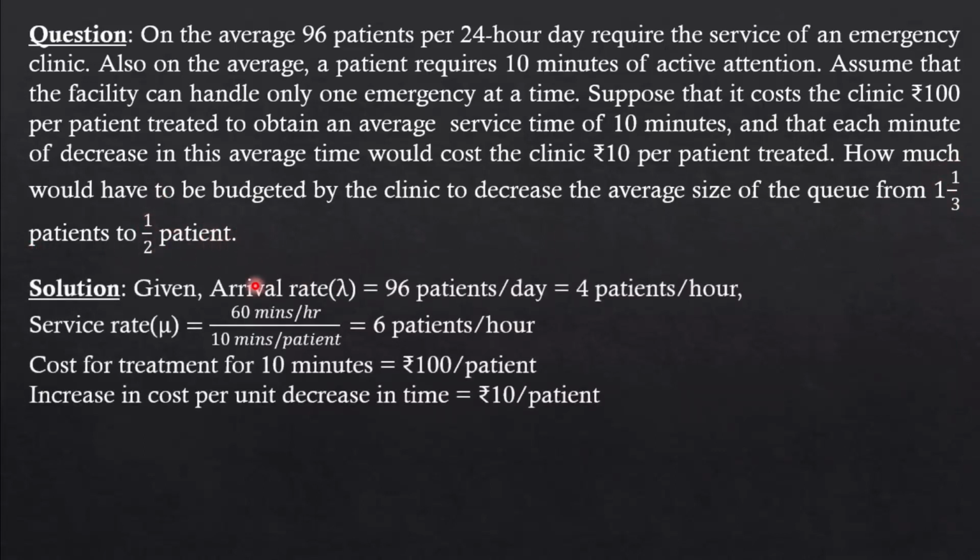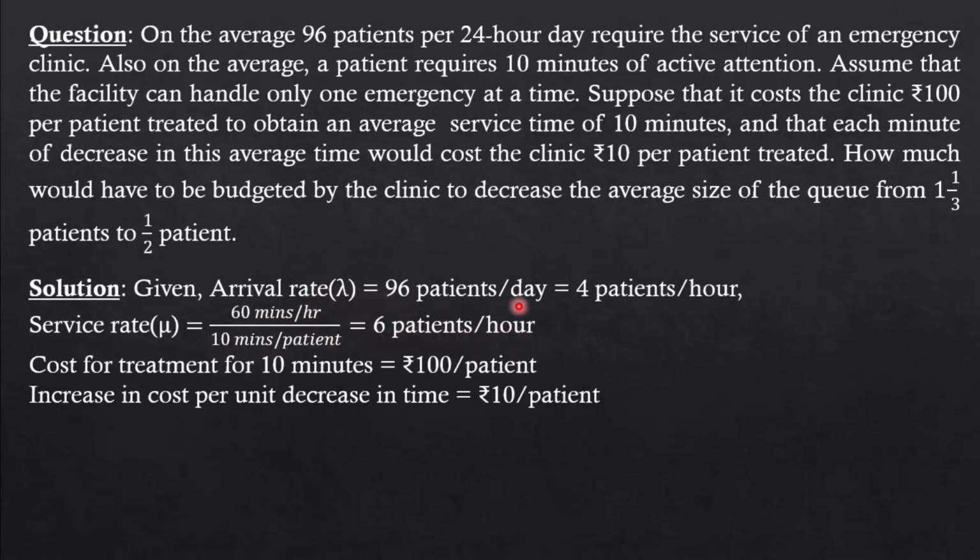So let us solve this problem, and we have been given the arrival rate which is equal to 96 patients per day, or we can simply say that 96 by 24, which is equal to 4 patients per hour. Similarly, a service time of 10 minutes is given. So the service rate mu can be given as 60 minutes per hour by 10 minutes per patient, which is equal to 6 patients per hour.